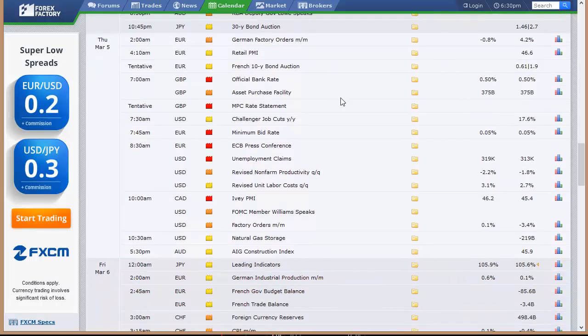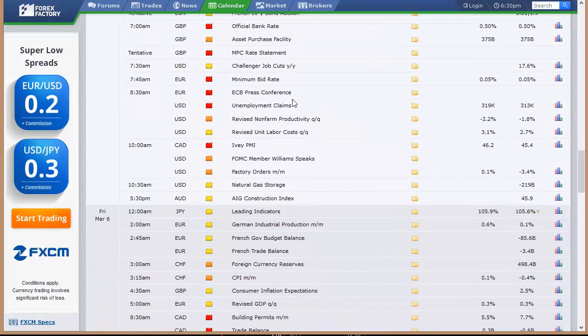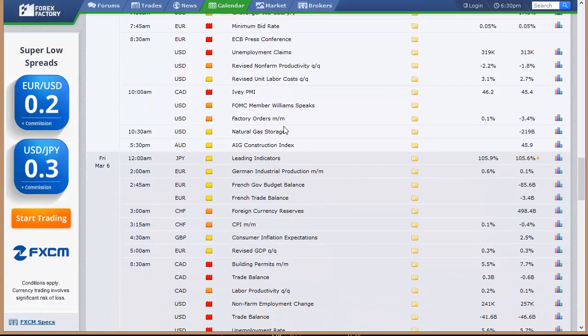UK's got their official rate announcement out of the Bank of England, so we've got that and the ECB one as well, the European one. So we've got rate announcements Thursday morning out of Europe. The weekly unemployment claims number out of the U.S. We've got the non-farm productivity number, revised unit labor costs. We've got Canada's Ivey PMI, factory orders out of the U.S. Natty gas is a weekly number out of the U.S.